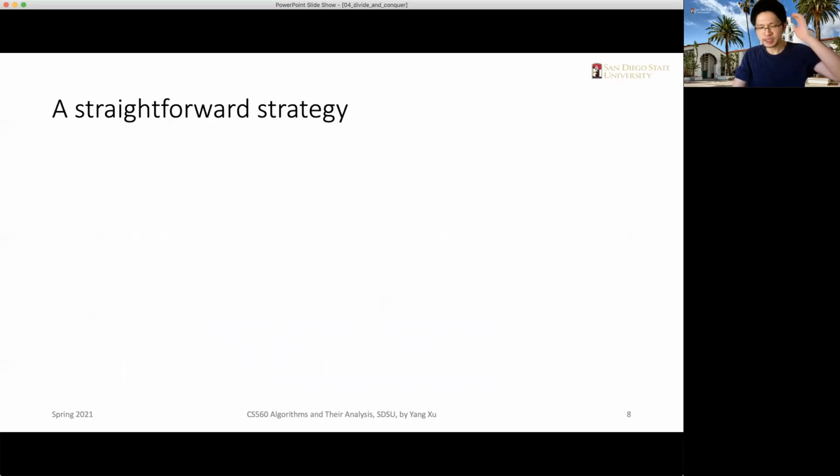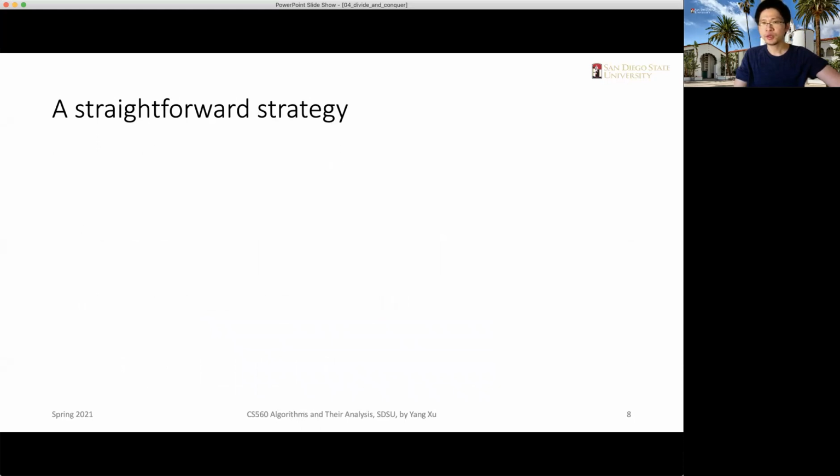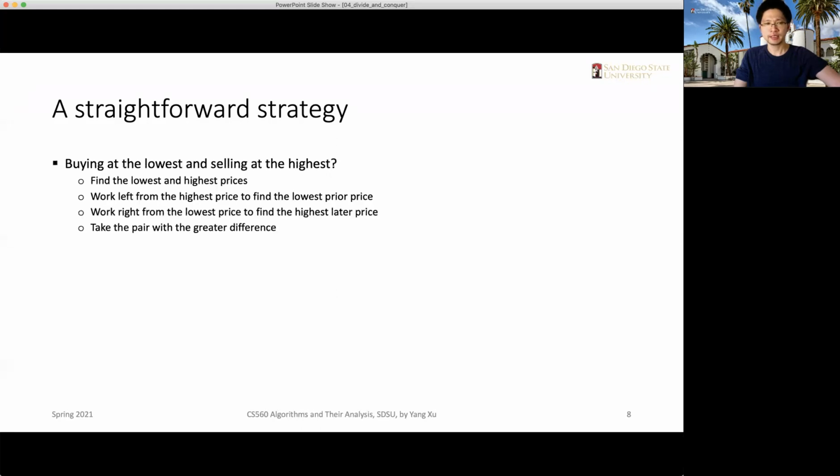Let's analyze it a bit. What would be a straightforward strategy? I think it's easy to come up with the solution that we can buy in at the lowest point and sell at the highest point.